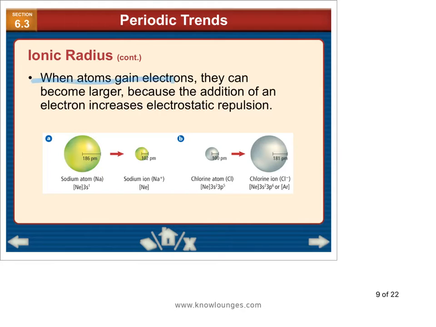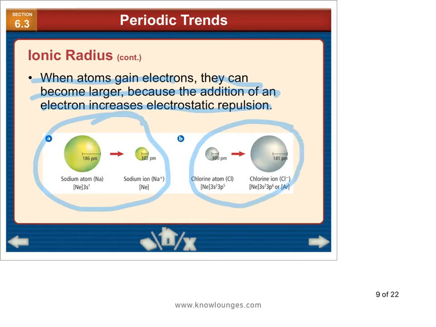When atoms gain electrons, they are always going to become larger, because the addition of an electron increases electrostatic repulsion. So the metals tend to lose electrons, and their ions are much smaller than the atoms, and nonmetals tend to gain electrons, and the nonmetal ions are much bigger than the corresponding nonmetal atoms.